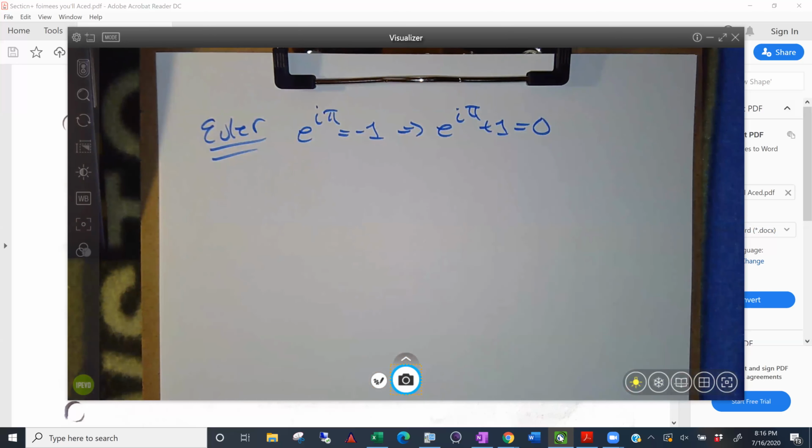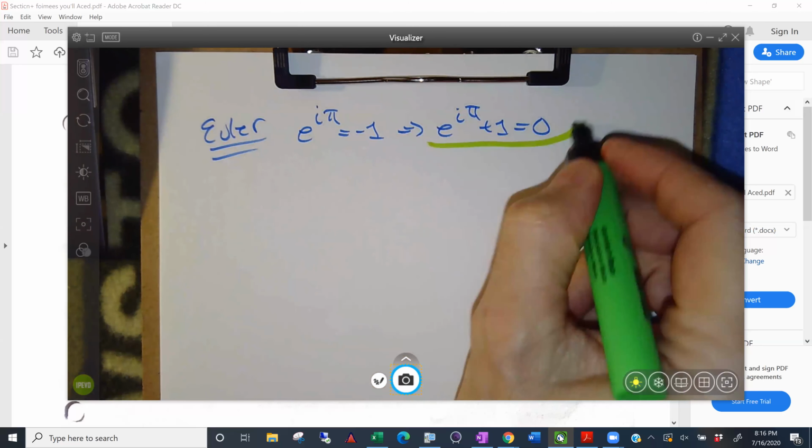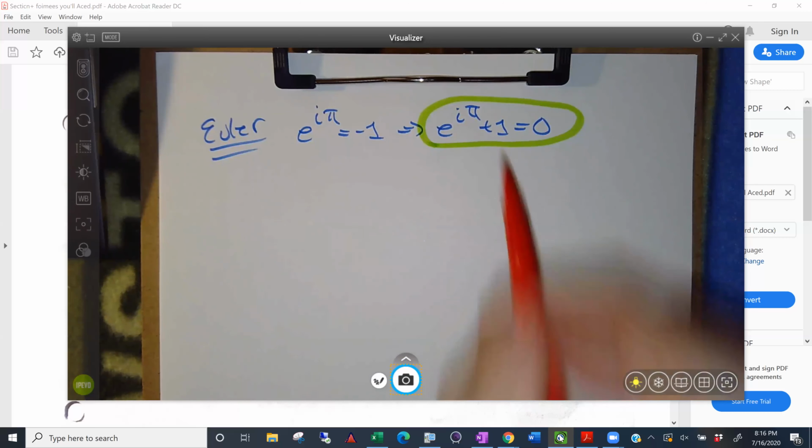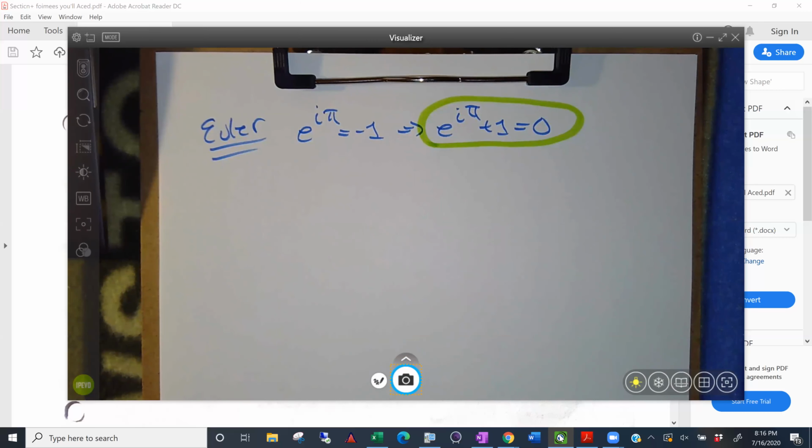An absolutely beautiful formula. It involves, in a very simple, elegant equation, the 5 most important constants in math: e, i, pi, 1, and 0. We will prove that before this semester is out in a way that you can understand. For now, let's finish up with our 10th one.